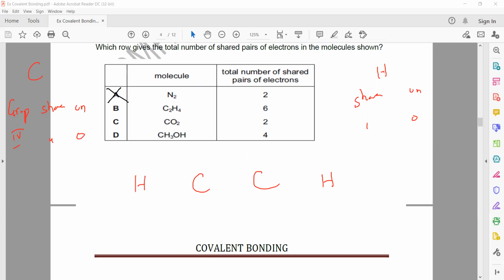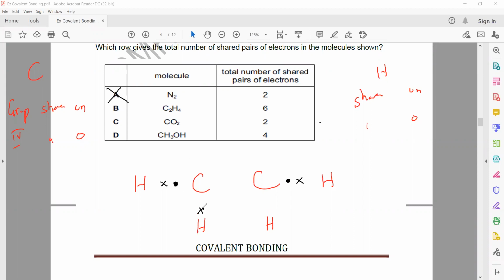As we know, carbon belongs to group 4, so it will share 4 and hydrogen will share 1. If this hydrogen shares 1, carbon can share 1 from that side. Same thing, if the surrounding hydrogen shares 1, carbon can share 1 from that side. But as it is C2H4, to complete the total number of electrons I should draw 2 more hydrogens. So 1, 2.